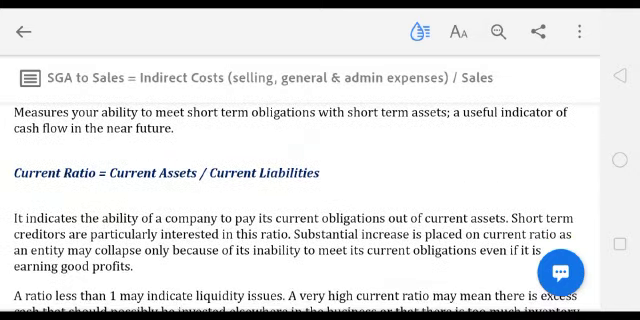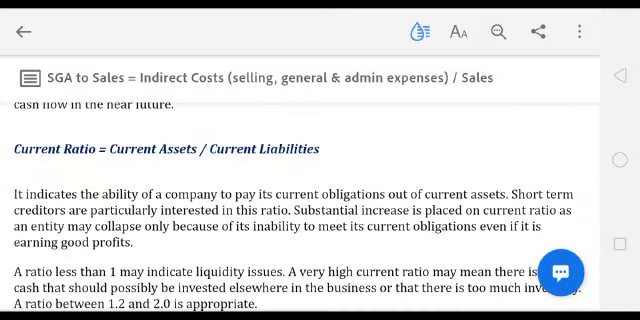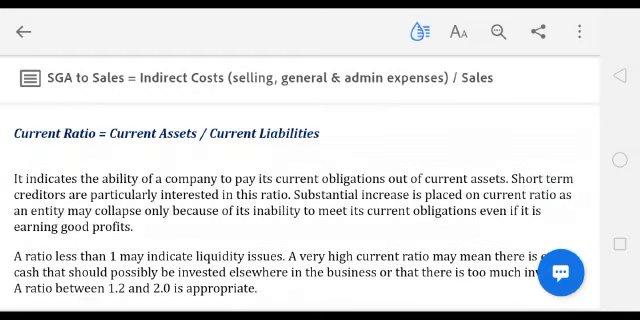Now we come to calculating the current ratio. Current ratio can be calculated by dividing current assets by all the current liabilities.